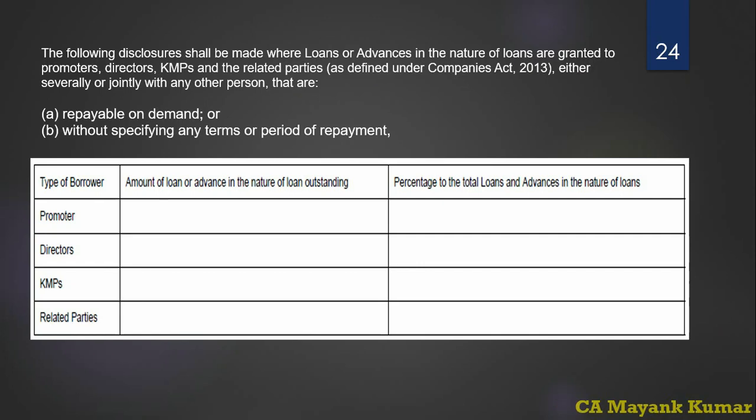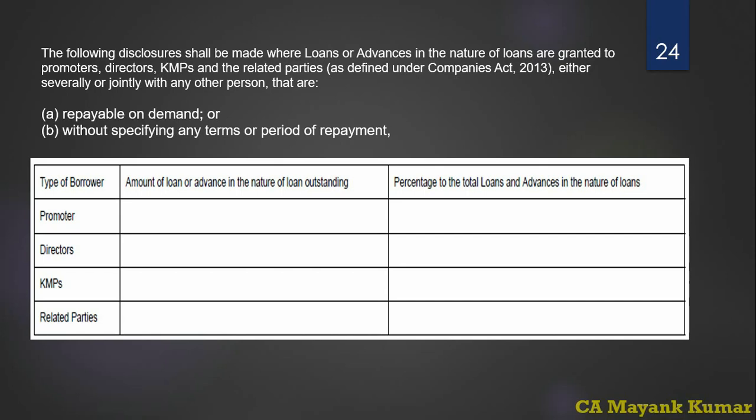This requires a company to disclose the details of the loans and advances to the related parties, that is promoters, directors, KMPs, and the related parties as defined in the Companies Act, section 2 subsection 76. And only those loans or advances are covered here which are either repayable on demand or for which there is no specified terms or period of repayment, meaning which are impliedly repayable on demand.